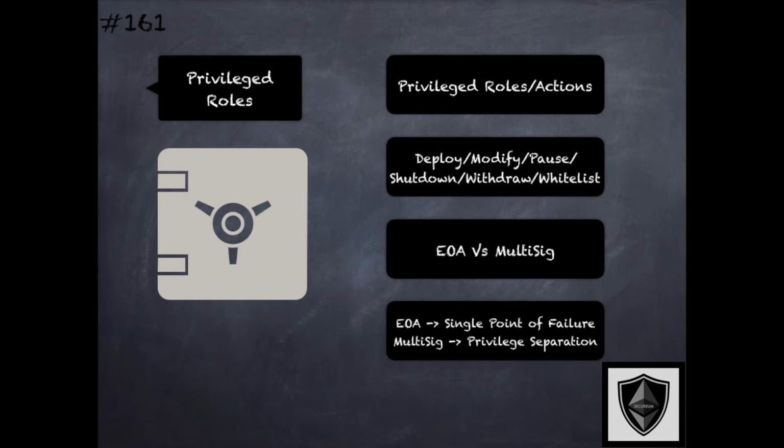This is because an EOA is a single point of failure if its key is compromised or the owner is malicious. Multisig, on the other hand, brings in the security design principle of privilege separation, which is tolerant to a few of the holders being malicious or compromised.